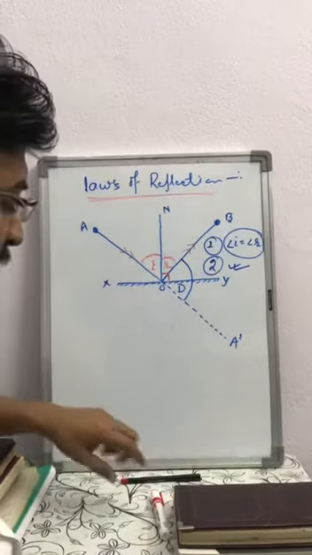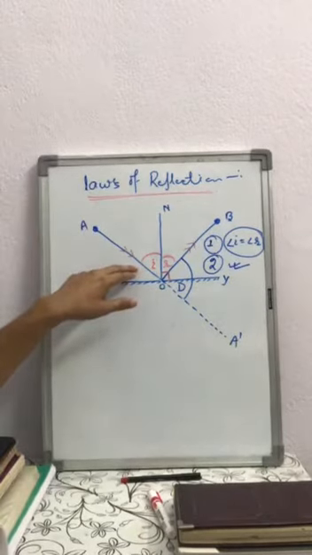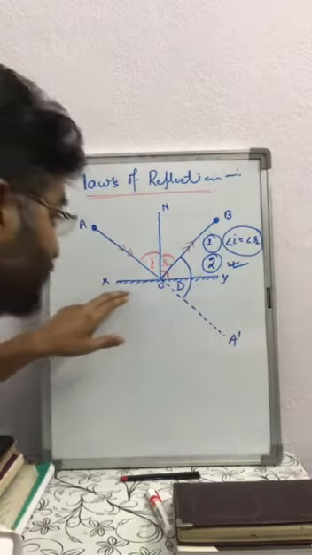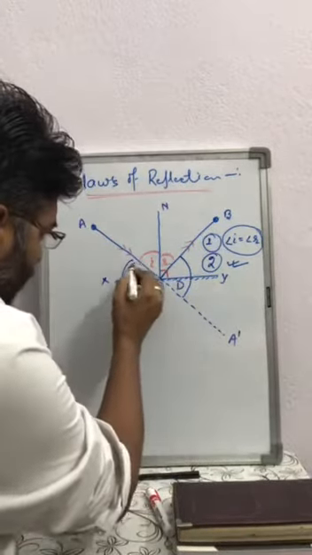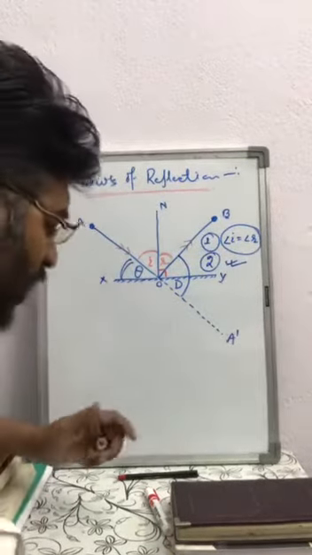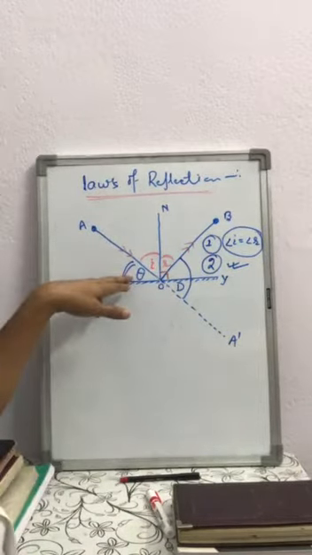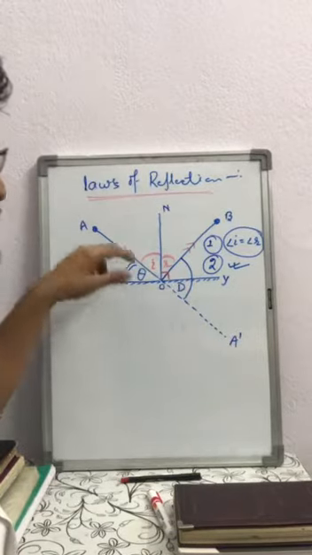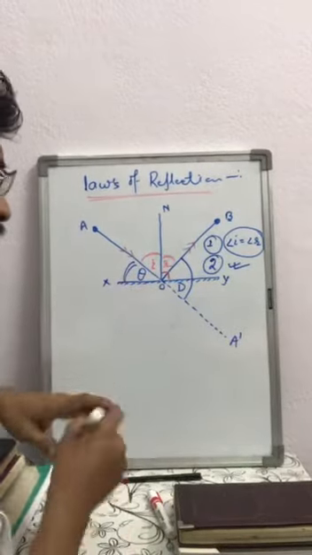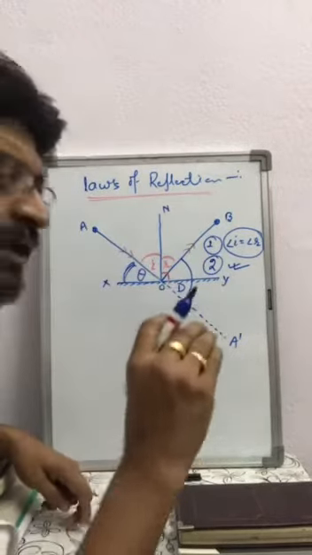And the angle made by the incident ray with the reflecting surface, that means this angle, is known as the angle of inclination, or inclined angle. So the angle of inclination is defined as that particular angle which the incident ray makes with the reflecting surface, and it is denoted by theta.